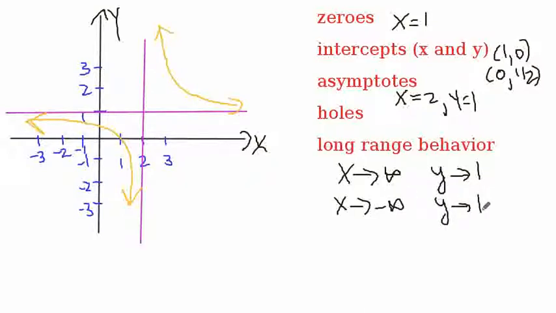All right, so for the vertical asymptotes, we know that to have a vertical asymptote at x equal to 2, that means we have to have an x minus 2 on the bottom. Okay?